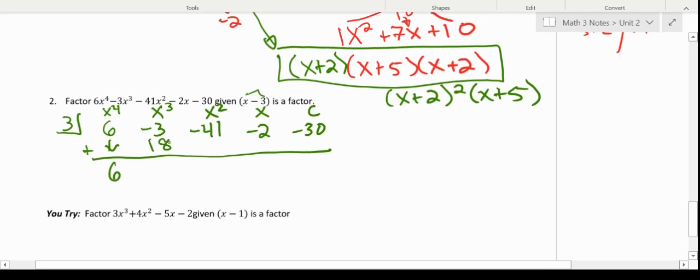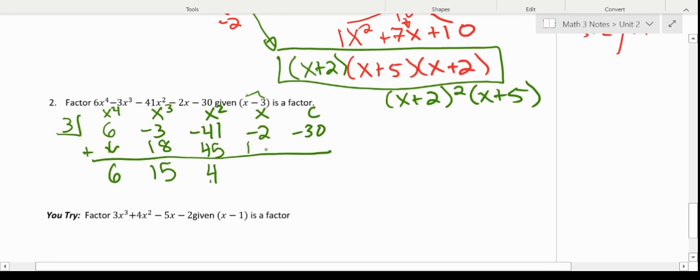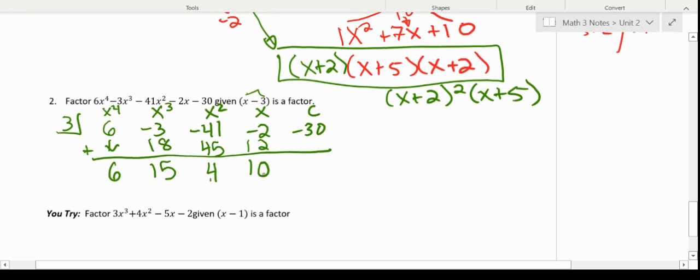I get 18. That's going to give me 15. When I multiply by positive 3, I get 45. So that'll be a 4. 4 times 3 is 12. So that will give me a 10. And then I get a remainder of 0.